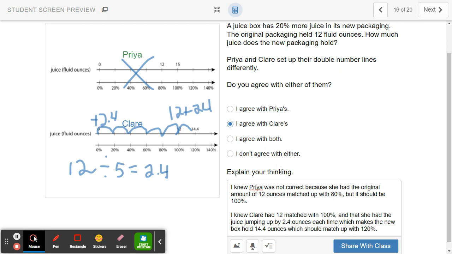So that's my first explanation. You also need to explain how you knew Priya was not correct. For Claire, I explained then how I knew it was correct, that she got the right thing. So I explained that Claire had 12 matched with 100, and she knew that the juice was jumping up by 2.4 ounces each time, which makes the new box hold 14.4 ounces, which should also match up with 120. So again, clearly, I explained how I knew Priya was not right and how Claire was.